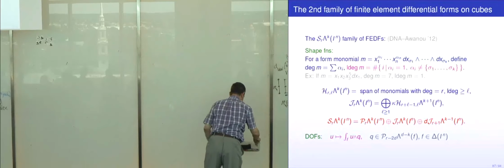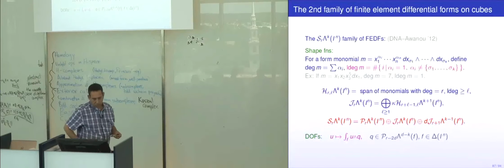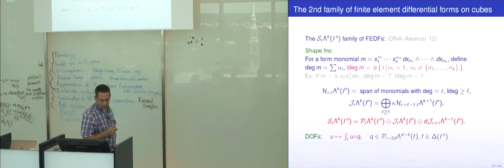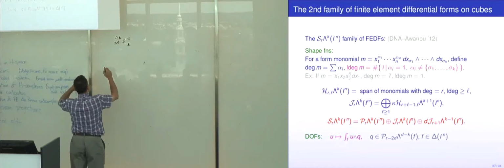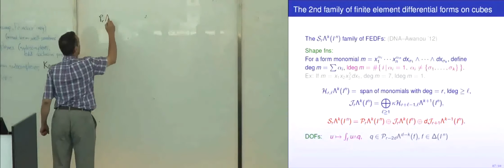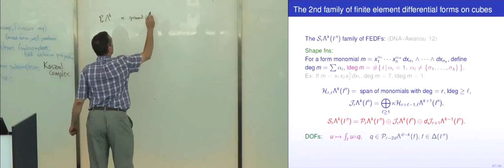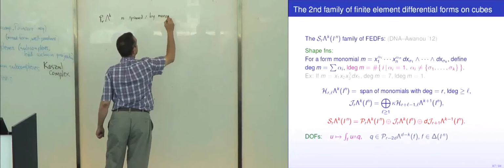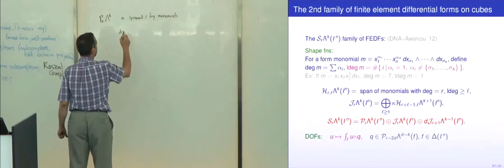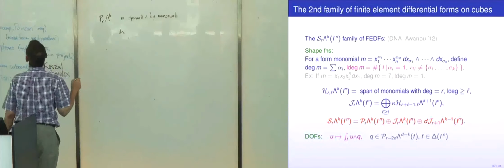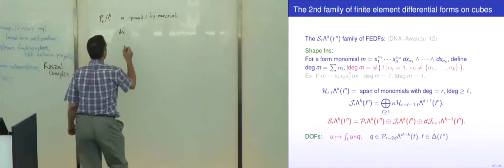And the key tool was definitely the Koszul operator again. So first of all, I need a definition. So the P_r lambda k of anything is spanned by monomials. And so what does a monomial mean? Well, first of all, there's an alternator, dx sigma 0 through sigma k. Why did I? dx sigma 1 through sigma k.